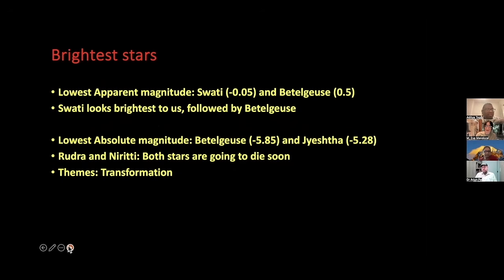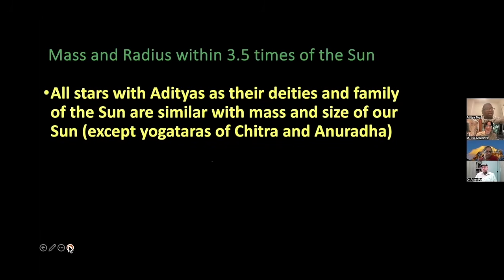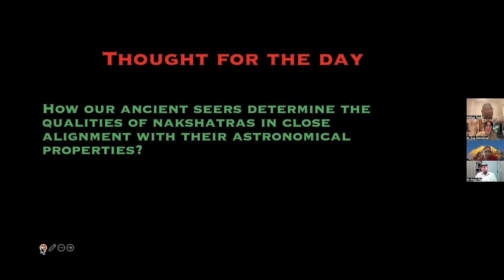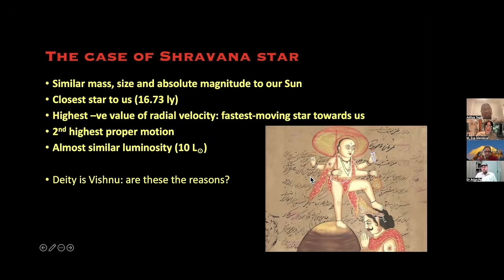So I was confused. I was like, did they select it because of that? Is this the reason why Vishnu, or everything is so common, similar mass, size, absolute magnitude, closest to us, highest negative value, second highest proper motion, very close in resemblance to our Sun out of all the stars?